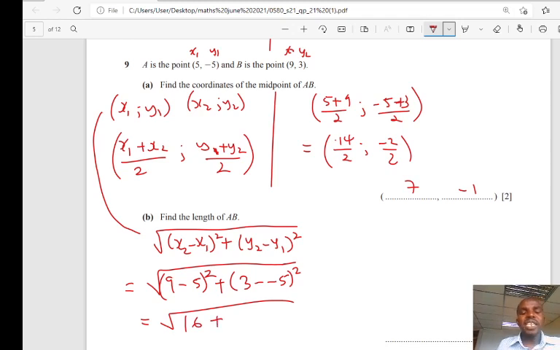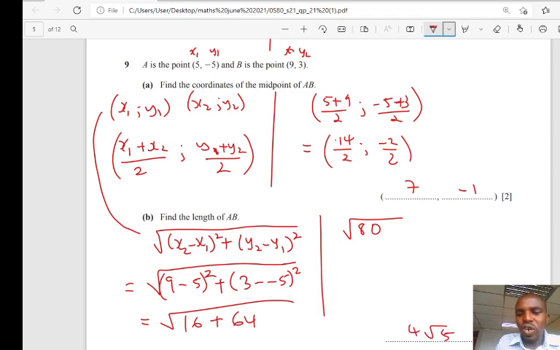3 minus negative 5 is 3 plus 5, which is 8. 8 squared is 64. 16 plus 64 is 80. So the square root of 80, you can just leave it as root 80, or you can simplify it to 4 root 5.